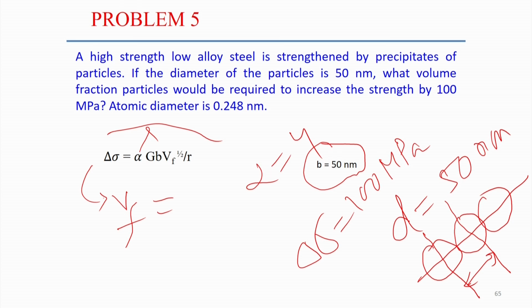Now, once G is given, we need to find Vf from this equation. With several problems related to the strengthening mechanism, this will give a clearer understanding of the strengthening mechanism. Specifically, we generally apply it either in single crystal or polycrystalline structure, or in general in the case of metals.